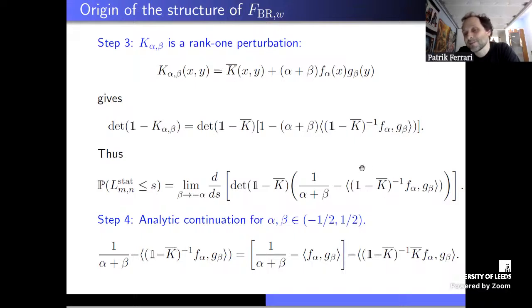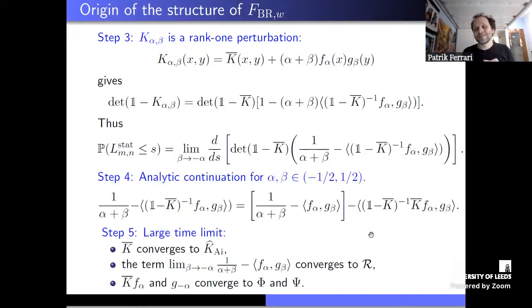But the idea is just to expand this (1 minus K bar)^(-1) as the identity plus (1 minus K bar)^(-1) times K bar. The term with the identity is something very explicit, and it is an elementary computation to see that it is analytic. And the 1 divided by alpha plus beta disappears exactly. So after this step, you are essentially done, up to some more standard analytic work.